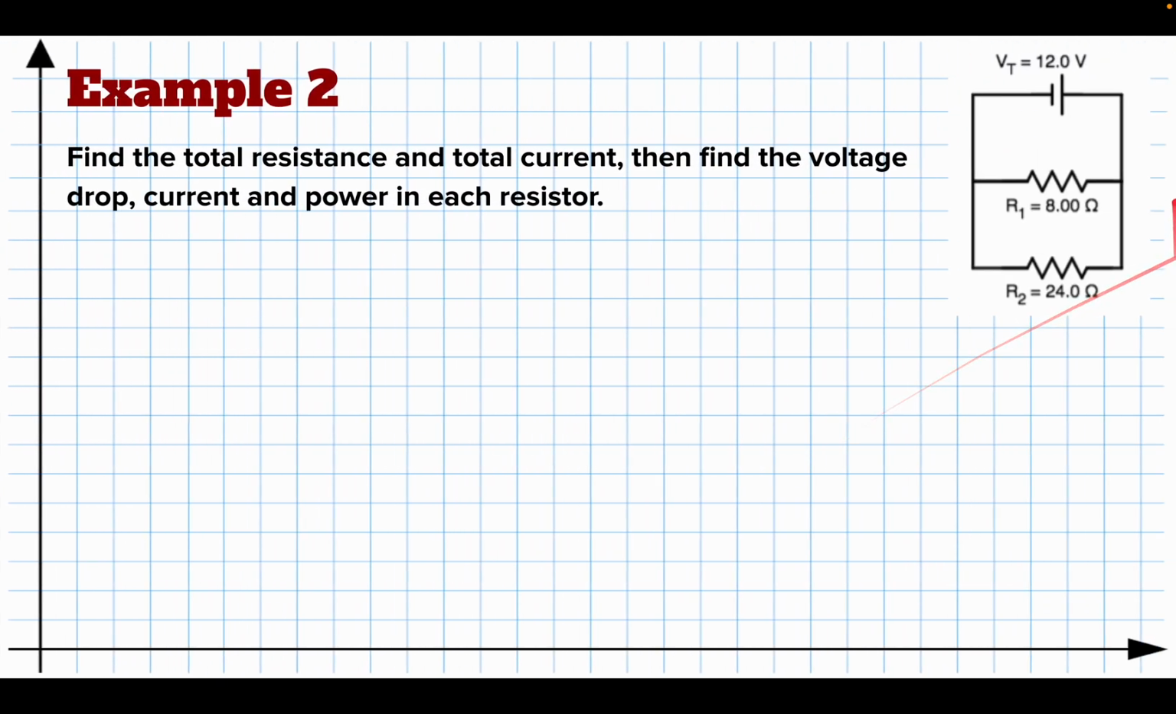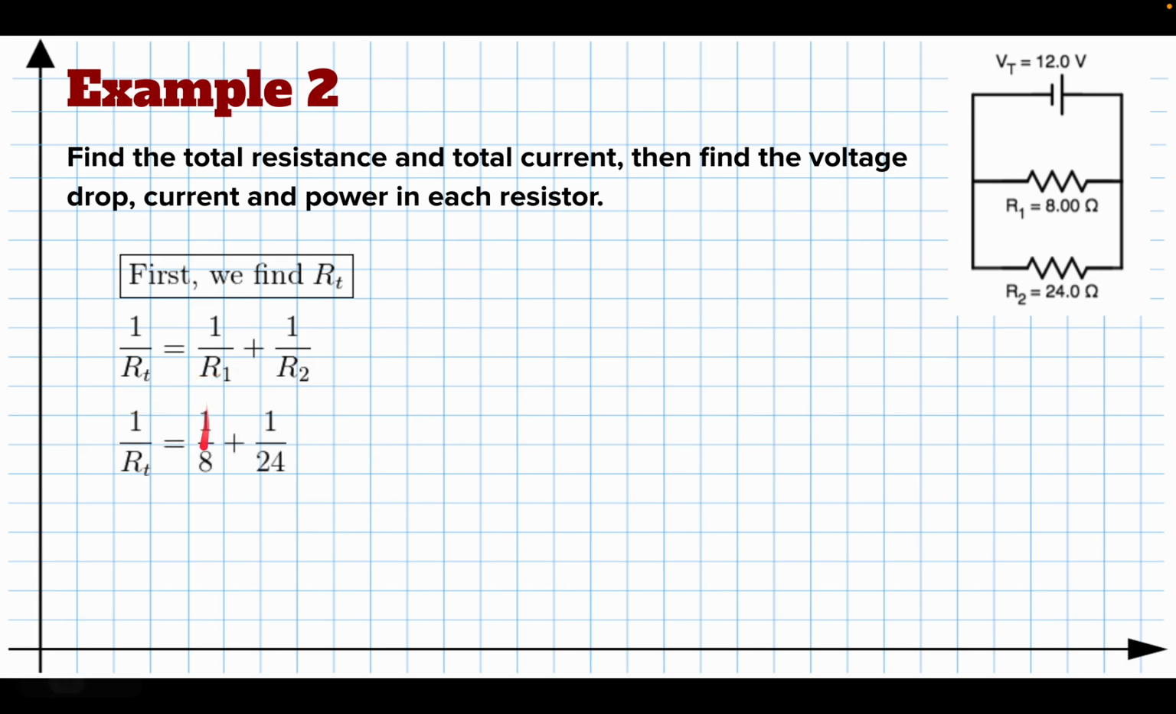So here's what we got. I've got a 12-volt battery. I still have an 8-ohm resistor and a 24-ohm resistor, but they are now in parallel. So to solve this problem, the first thing I've got to do is find the total resistance. So 1 over the total will be 1 over R1 plus 1 over R2. I can plug in my numbers. 1 over 8 plus 1 over 24. 1 over 8 is 3 24ths, so I have 3 24ths plus 1 24th, which is 4 24ths, which is 1/6.